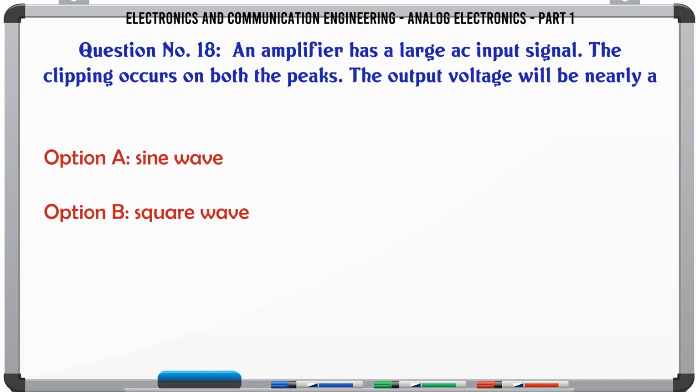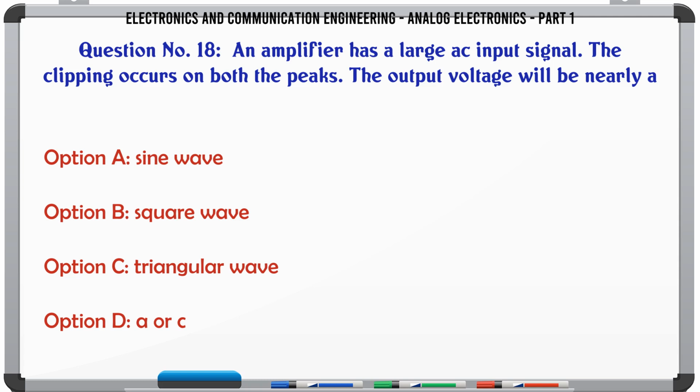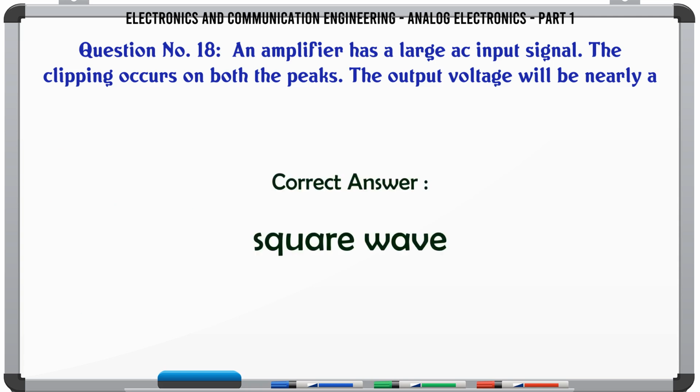An amplifier has a large AC input signal. The clipping occurs on both the peaks. The output voltage will be nearly A. sine wave, B. square wave, C. triangular wave, D. A or C. The correct answer is square wave.